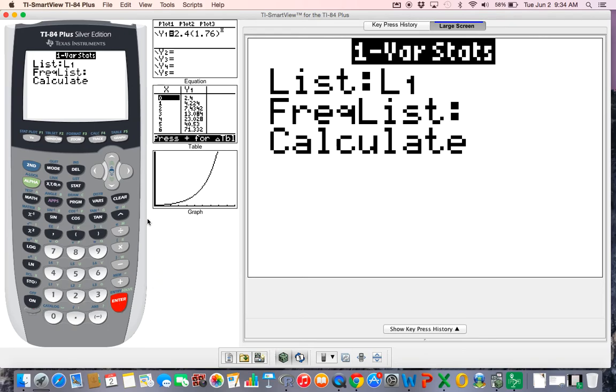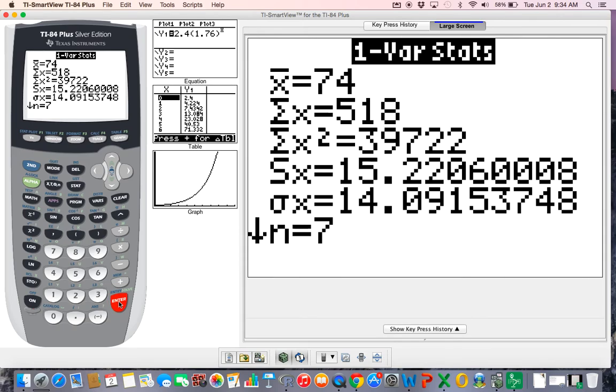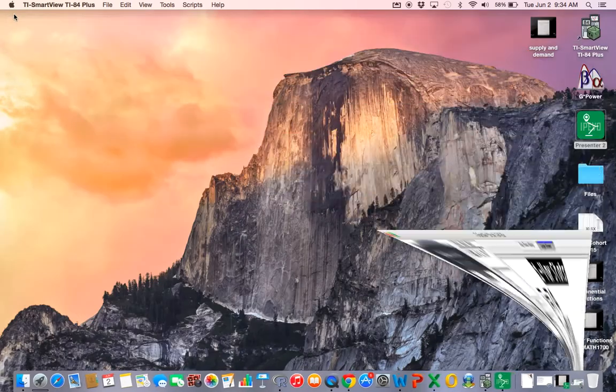So, guys, we put our data in L1, so that's cool. Frequency list, we don't have a frequency here, so we come to calculate and hit enter, and you'll see you have one variable stats. Okay. Now, for those others of you, let me show you what you would encounter.